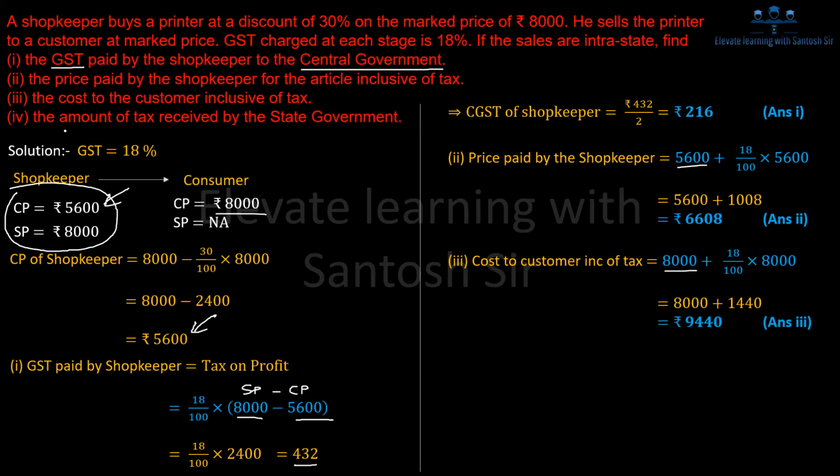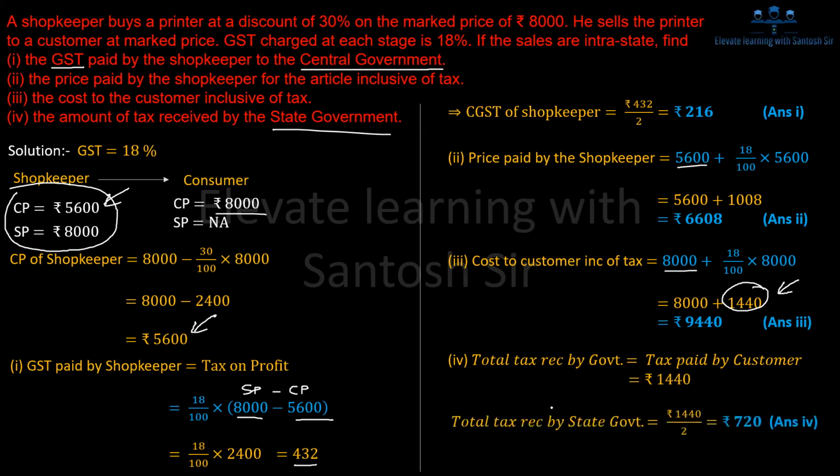Let us come to the fourth sub question. Amount of tax received by state government. We know that the total tax received by government is nothing but the tax paid by customer. What is the tax paid by customer? We have already calculated, it is 1,440. The tax which is collected by state government will be half of this amount, that is half of 1440, which is nothing but 720 rupees.